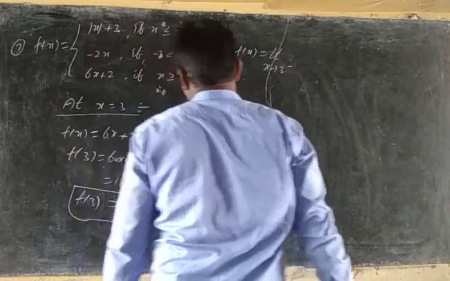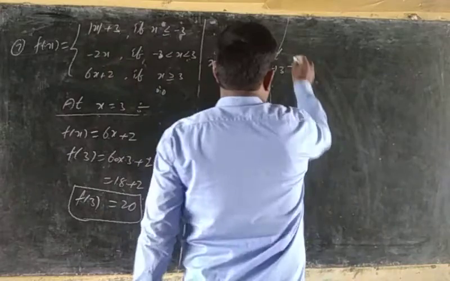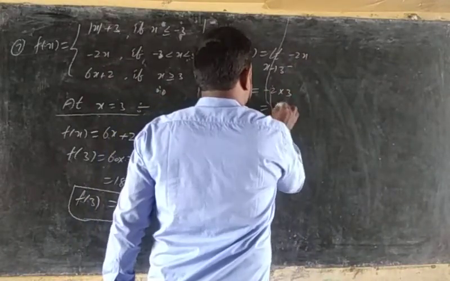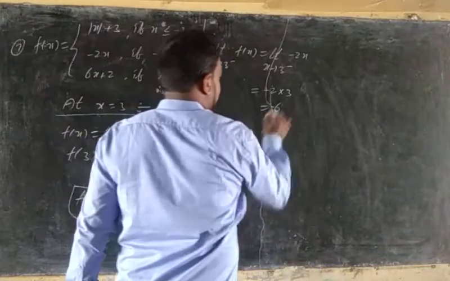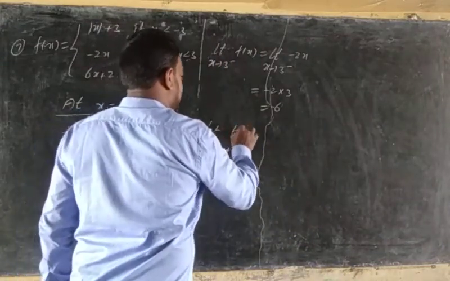3 minus means x is less than 3. For x less than 3, f of x is minus 2x. So this is minus 2 into 3, minus 6. Now limit x tends to 3 plus we are finding.